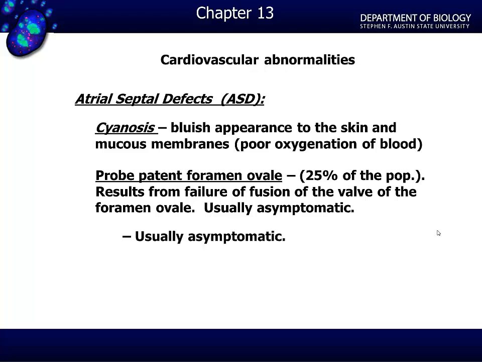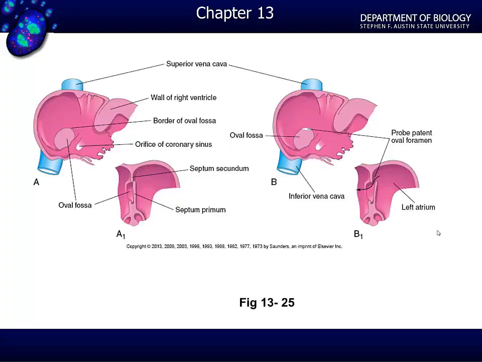Maybe when you get into situations where you're doing something very strenuous or with other complications, it might worsen the severity of what's going on with the atrial septal defect. For all intents and purposes, this quarter of the population have no idea they have a patent foramen ovale.